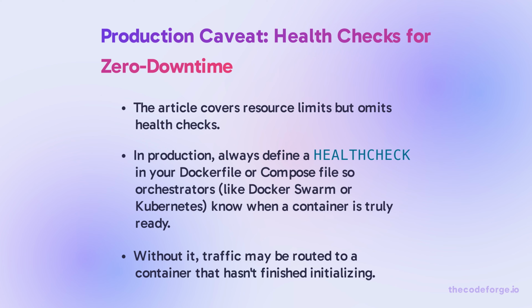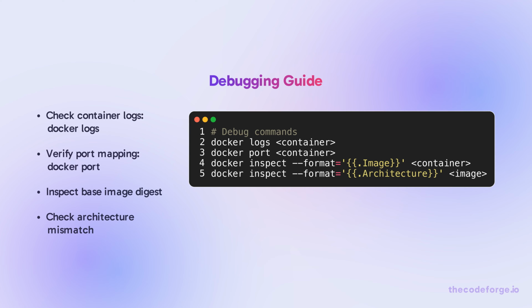The article covers resource limits but omits health checks. In production, always define a HEALTHCHECK in your Dockerfile or Compose file so orchestrators, like Docker Swarm or Kubernetes, know when a container is truly ready. Without it, traffic may be routed to a container that hasn't finished initializing. When a container fails, start with docker logs. If the app is unreachable, check port mapping with docker port. To compare base images, use docker inspect to get the image digest and architecture.